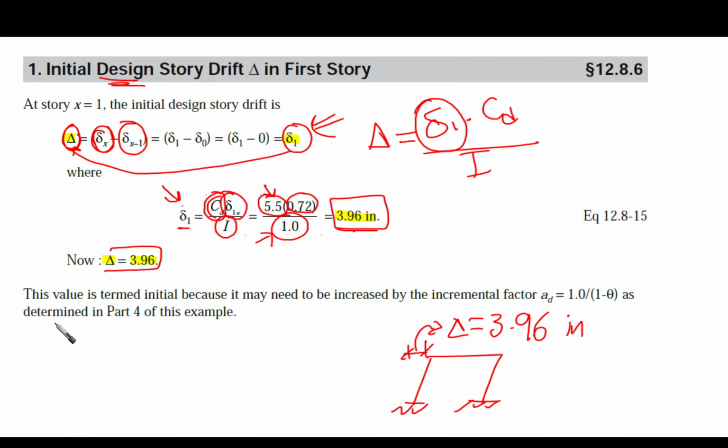Okay, this value is termed initial. As we said, this is initial because why? What is the reason for this? Because it is without P delta, because it may need to be increased by an incremental factor AD, as we are going to see in requirement number 4 or part number 4 of this example. Anyway, until now we have obtained the initial design story drift delta, and let's go to the next requirement to see what is needed.